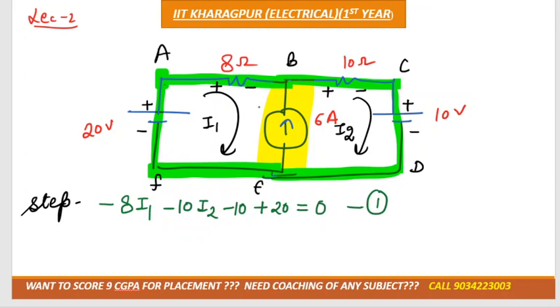Clear? As you can see, I1 is moving down, 6 ampere is moving up. So both are moving in the opposite direction, so we'll consider minus I1. Now 6 ampere is moving up, I2 is also moving up. So they are in the same direction, so plus I2 is equal to 6. This is your second equation.